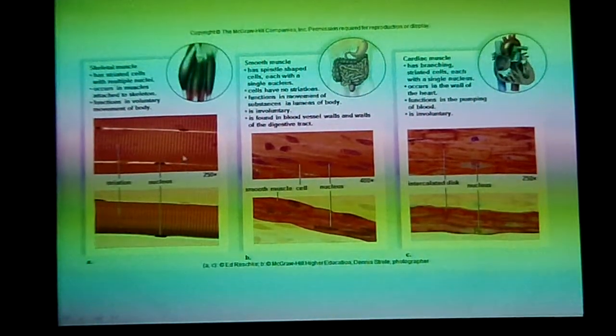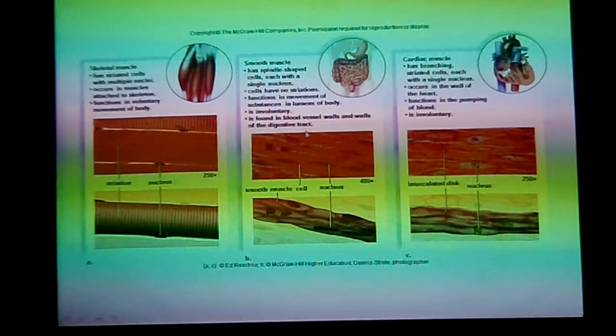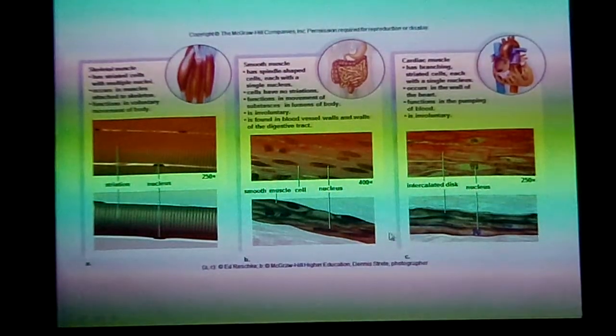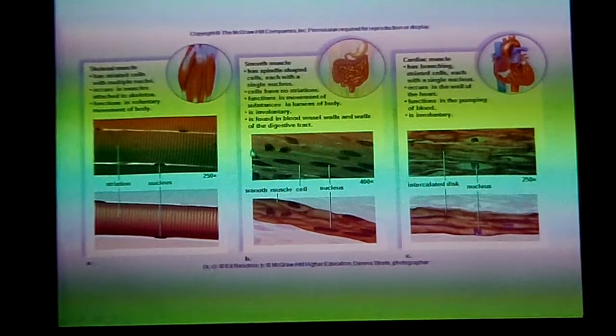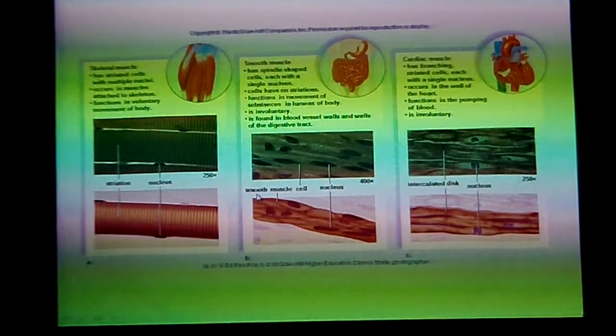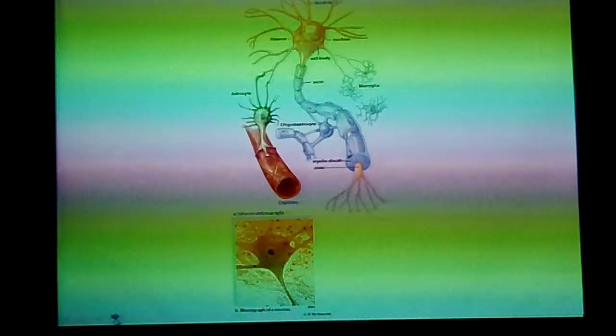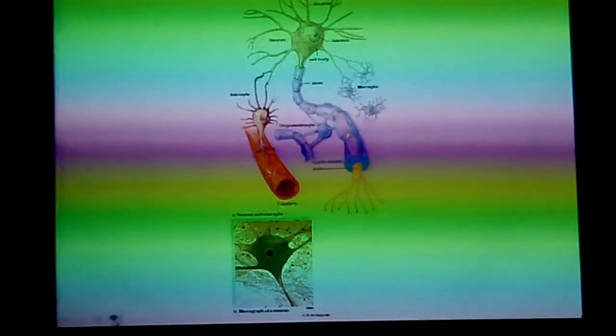So those are the three types of muscle: skeletal, smooth, cardiac. And muscle is the third type of tissue. So you have epithelial tissue, connective tissue, and muscle tissue. And finally you have nervous tissue.